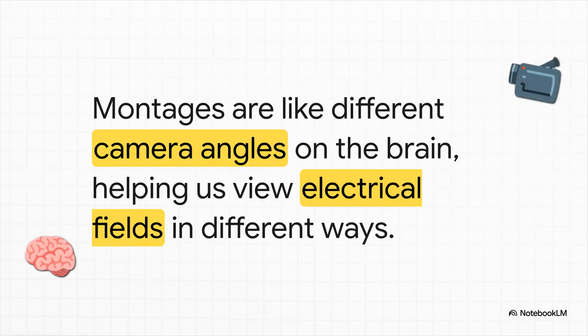We're basically trying to gently provoke the brain to see if we can coax out any abnormalities that might be hiding. Now, you'll hear this term montages thrown around. The camera angle analogy is honestly perfect. Think about it. There's no single best way to look at the brain's activity. Montages are just different ways of connecting the electrode inputs to give us different views, different perspectives. A good EEG reader will flip through a bunch of these montages to get a full 3D picture of what's happening and make sure they're not getting fooled by an artifact.